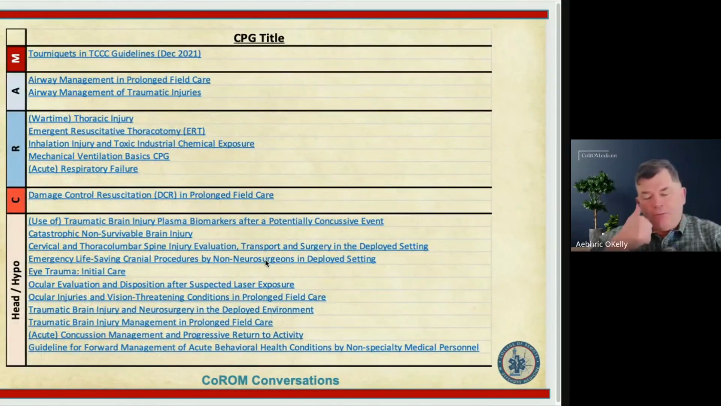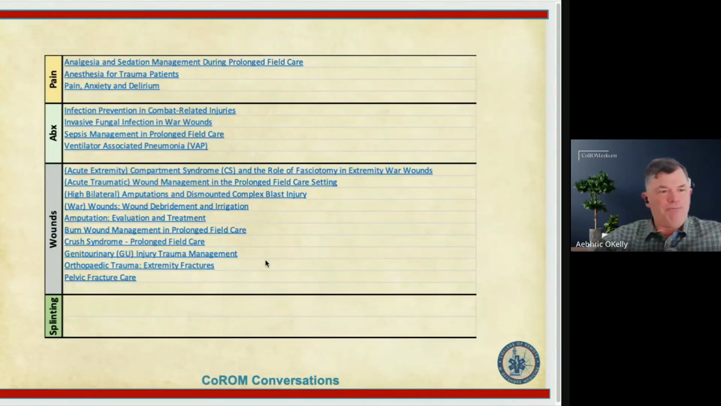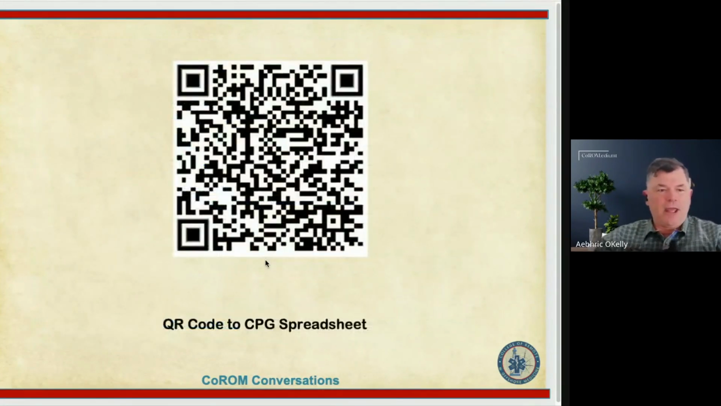So this is based off of CPGs from the Joint Trauma System. Basically I broke down all of the CPGs into the prolonged field care algorithm, and this is what we're working off of. You can scan this QR code to download that spreadsheet that I just showed you in the first three slides, with links to all of the CPGs.